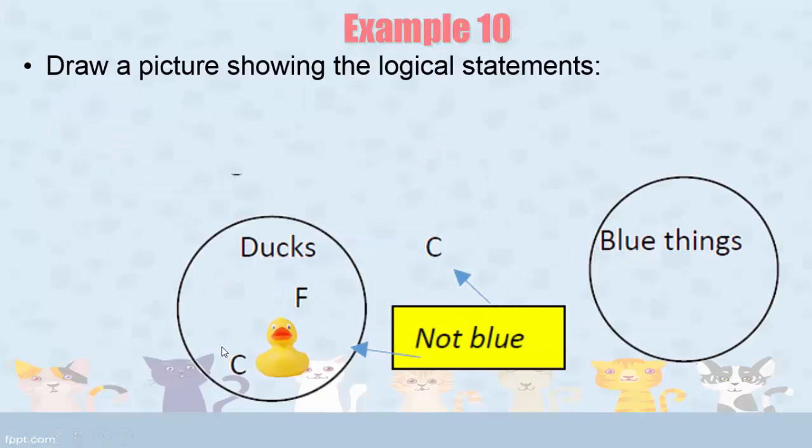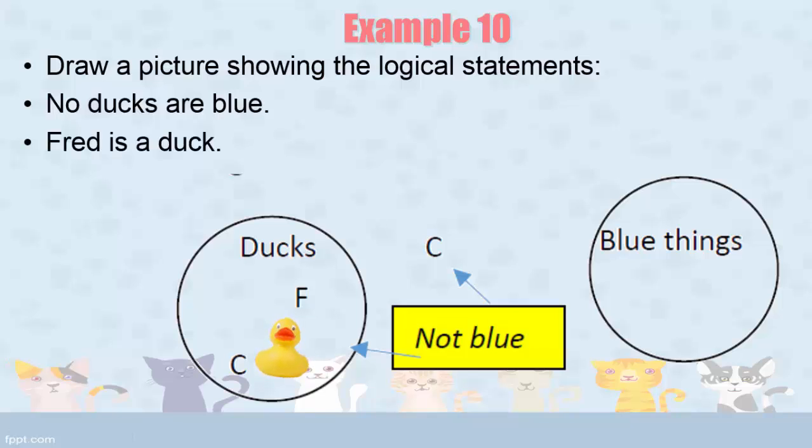So now we're going to draw another picture using Euler diagrams to discuss a logical statement. So no ducks are blue, Fred is a duck, and Cindy is not blue. Well, we see blue things, and we put two separate circles because they do not overlap, since ducks are not blue. Fred is a duck, so Fred definitely goes into the duck place.